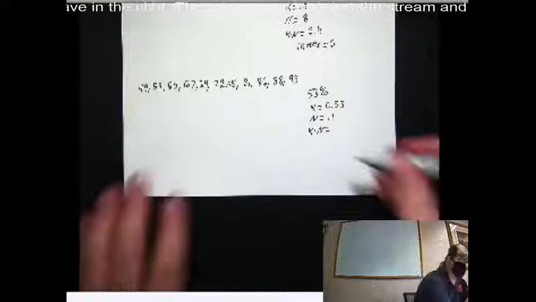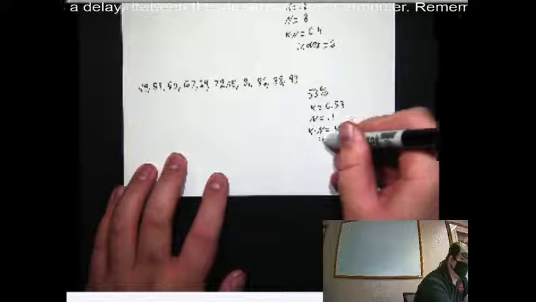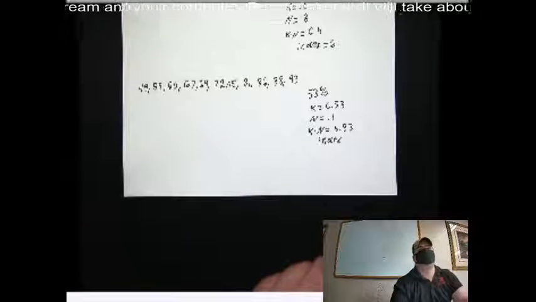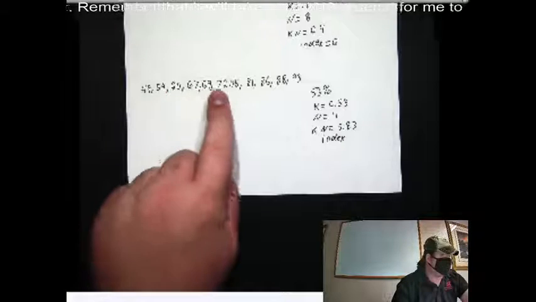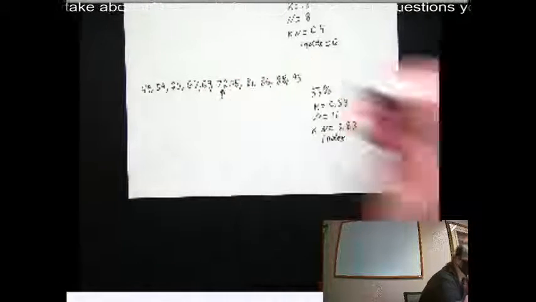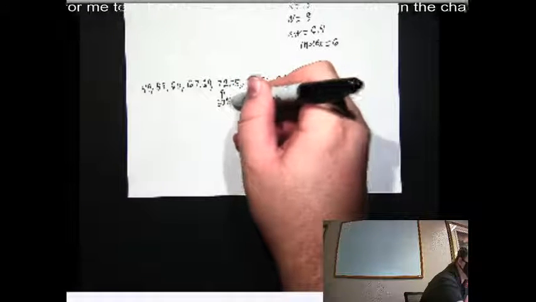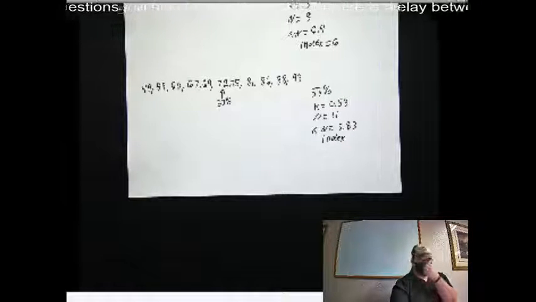Okay, so if it's going to give us 5.83, what is our index? 6. So we count 1, 2, 3, 4, 5, 6, and this is where 53% has been reached. Okay.